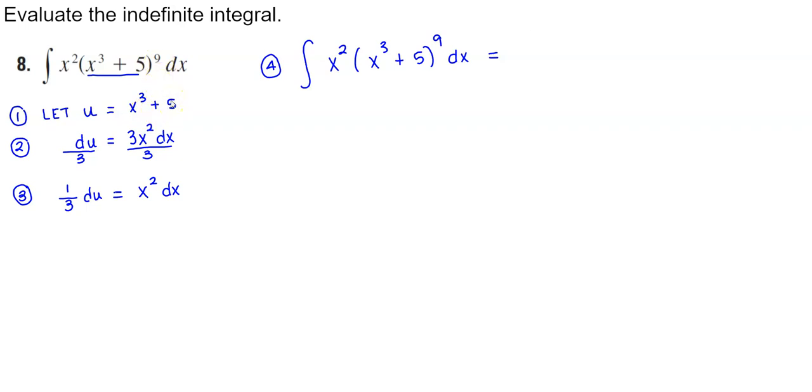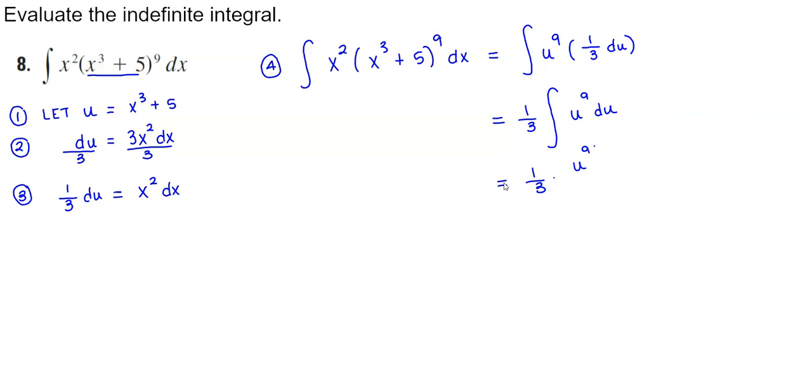So that means we're going to have the integral of u to the 9th power times, well, what's x squared dx equal to? Well, x squared dx is equal to 1/3 du. So that's times 1/3 du. So now we're going to factor out the constant 1/3, and then we have the integral of u to the 9th du.